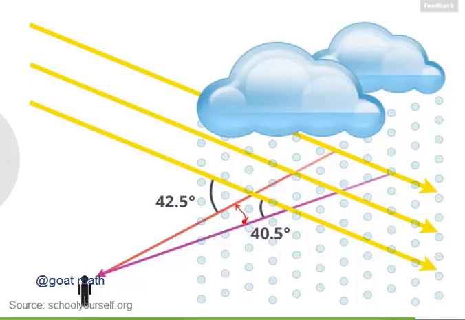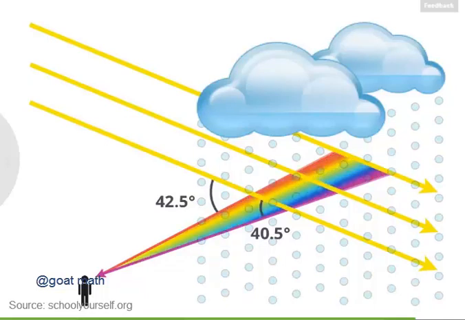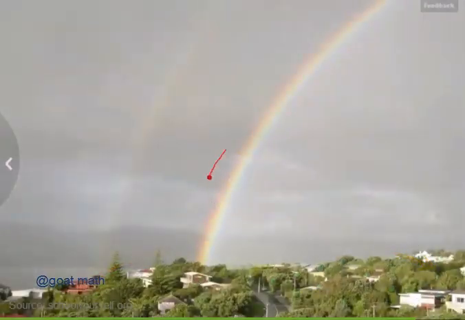And for all the angles between 42.5 and 40.5, each color has a peak intensity. And you'll see these colors in any direction making these angles with the sunlight. The result is a circle in the sky, a rainbow. A good chunk of the circle is actually below the horizon, so you wind up seeing a circular arc.